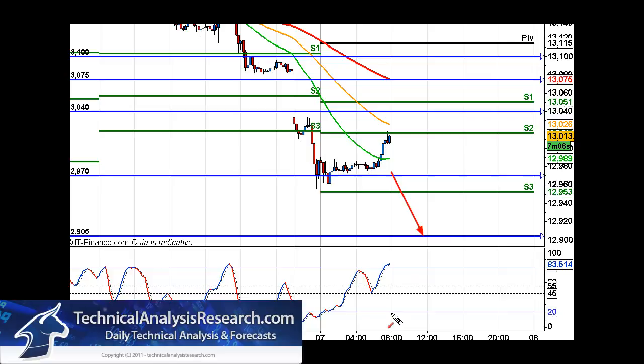But in the unlikelihood that that level does give way, then we would look to target the 129.05 level down here. Okay, so there's not much in the way of support after that 129.70 level gives way. But again, I don't suspect that we'll actually see any kind of move like that today to the downside.